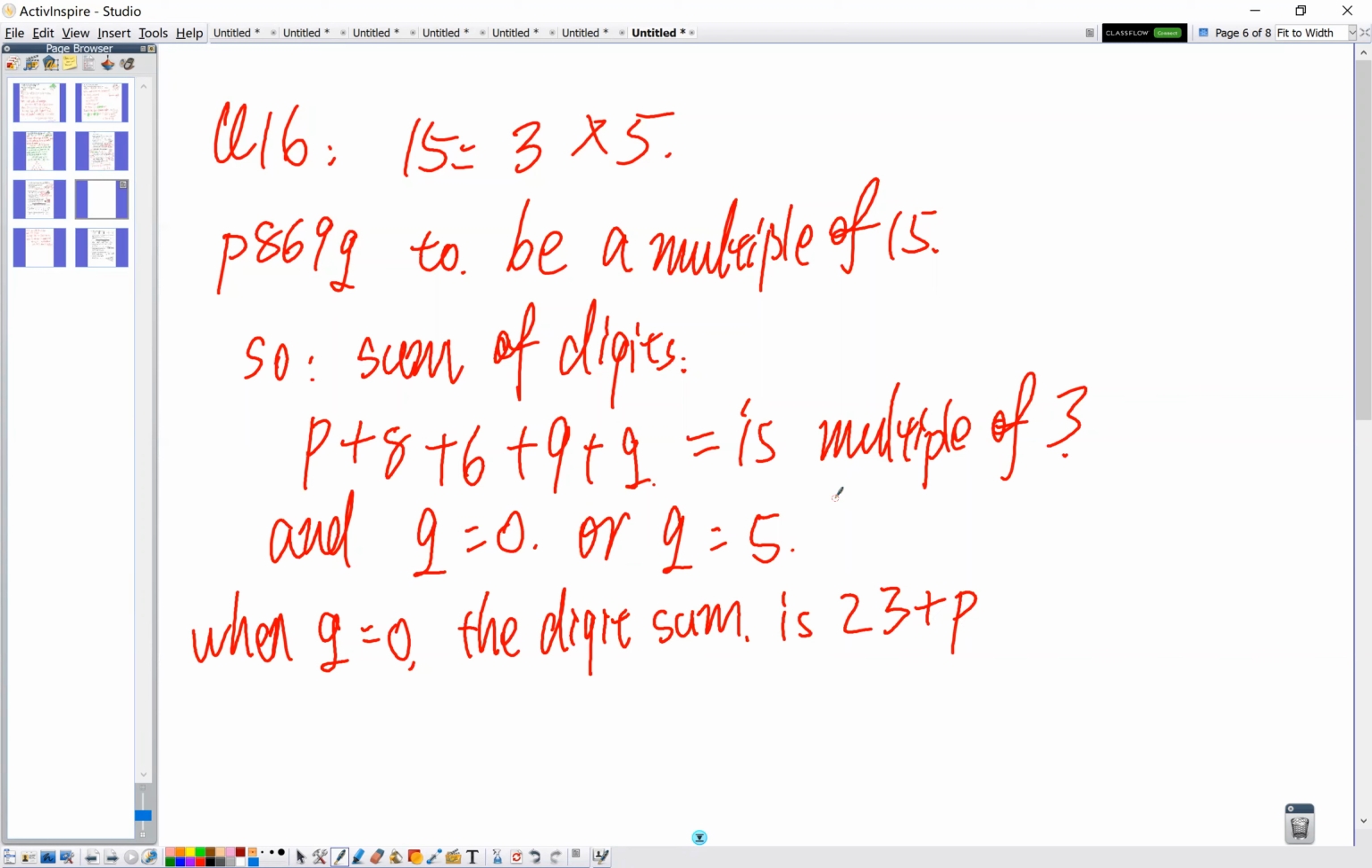What kind of situation is a multiple of 3? We know a number is a multiple of 3 when all the digits added together give an answer that is a multiple of 3. So for example, P is equal to 1, so 23 plus 1, 24, is a multiple of 3. So you can say P equal to 1 or 4 or 7. Now look at the second one, when Q becomes 5.